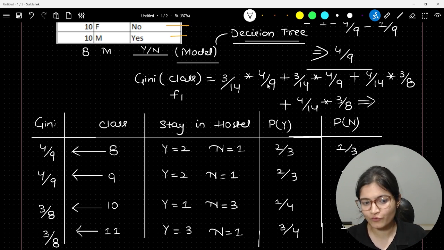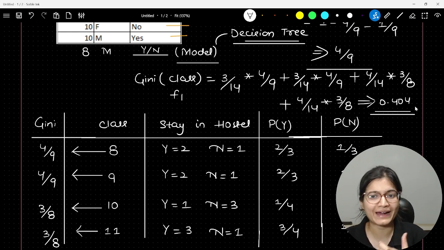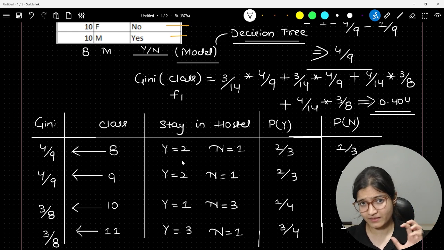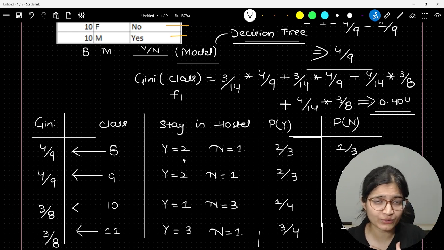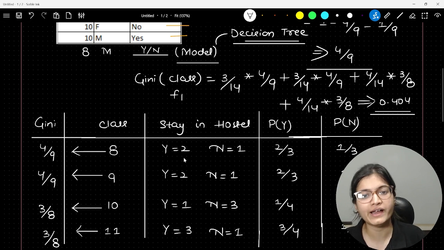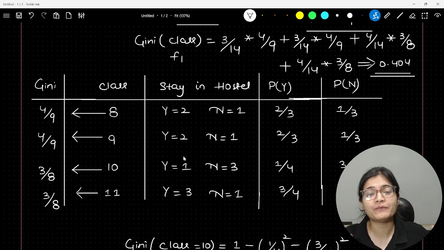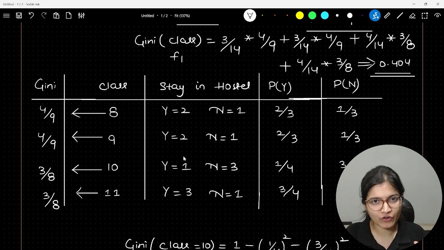We have done the same task for every particular record we have. And I think the number you will get after doing the calculation is 0.404. You can try at your end, but this is approximately what you will get as the Gini index value. You can verify it once at your end as well. This is how we evaluate the Gini index, a very important parameter as a measure of impurity.